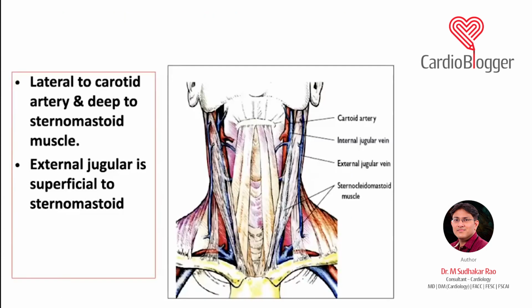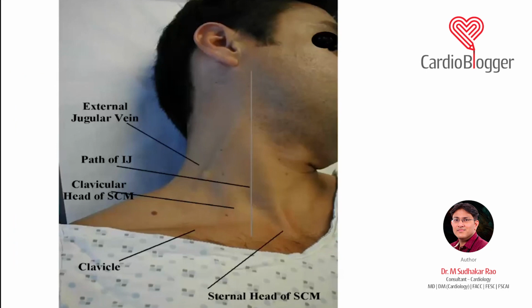Now, as I already told, it is lateral to the carotid artery and deep to the sternocleidomastoid muscle. External jugular is superficial to the sternomastoid. Now, this is what I told you. You can see the triangle, the path of IJV. It is just between. I think most of you will be taking the punctures of IJV, so you will know where you see a jugular venous pulse. The external jugular vein is more superficial, more lateral. The IJV is lateral to the common carotid artery. It is in the triangle formed by the sternocleidomastoid muscle and the clavicular head, and the clavicle forms the base of the triangle.